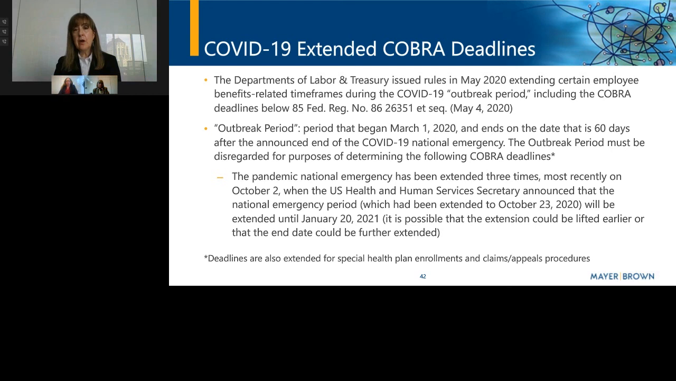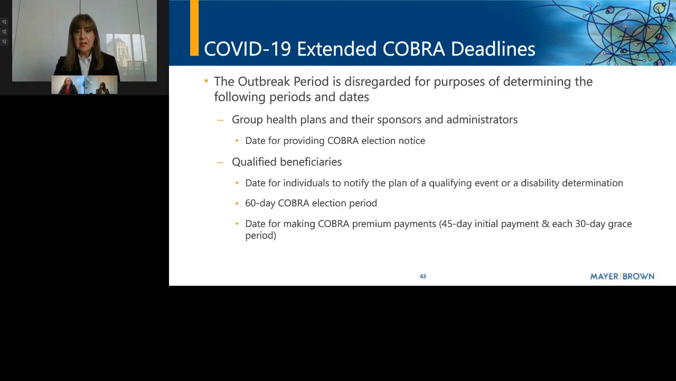And by the way, there are other deadlines that have been extended as part of this guidance that we won't go into. For example, deadlines relating to ERISA claims and appeals. People have a longer period of time, quite an extended cushion now, for actually filing claims and going through the claims and appeals process. So what are the purposes for which the outbreak period is disregarded?